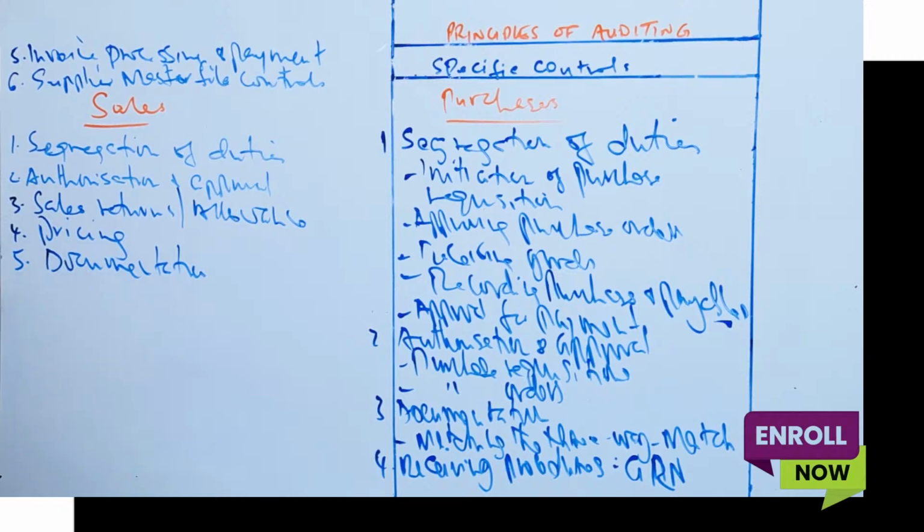Documentation. There should be in place pre-numbered sales orders and even shipping documents like delivery notes and sales invoices. Those ought to be pre-numbered, and the company should maintain a comprehensive audit trail for all sales transactions.